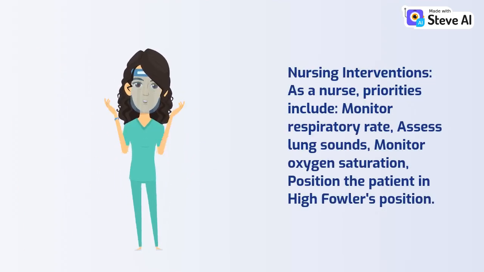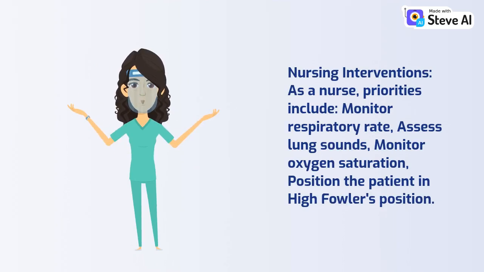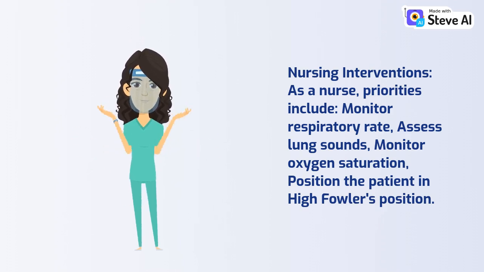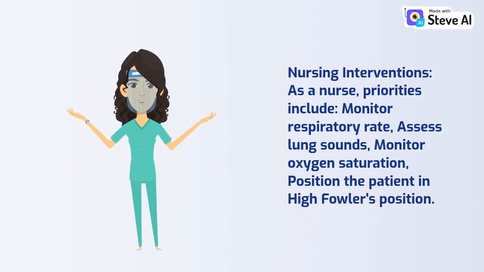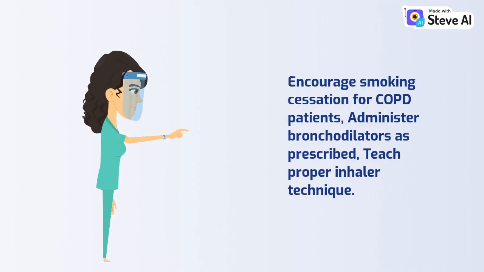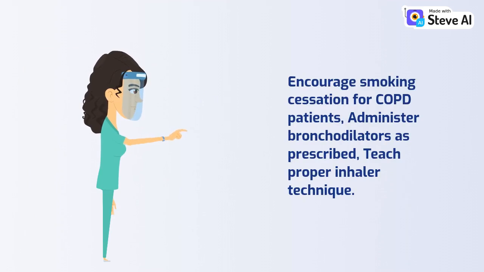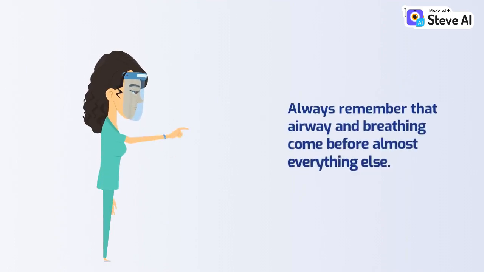Nursing interventions: as a nurse, priorities include monitor respiratory rate, assess lung sounds, monitor oxygen saturation, position the patient in high Fowler's position. Encourage smoking cessation for COPD patients, administer bronchodilators as prescribed, teach proper inhaler technique. Always remember that airway and breathing come before almost everything else.